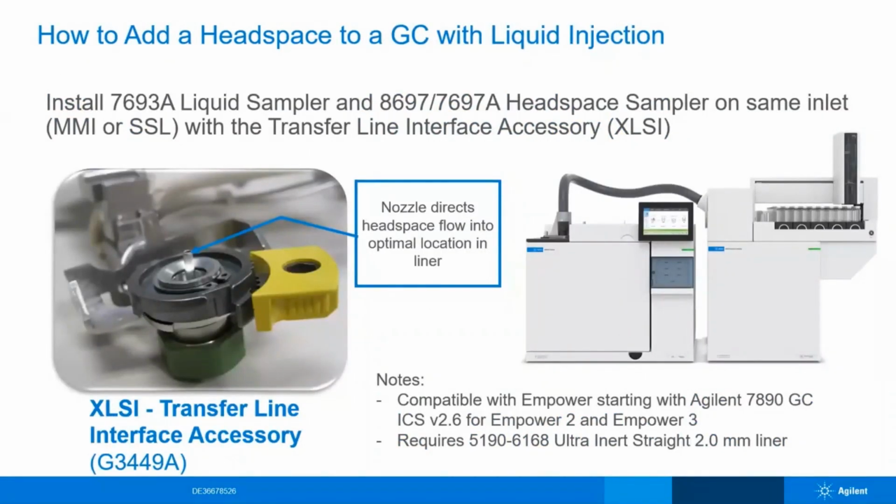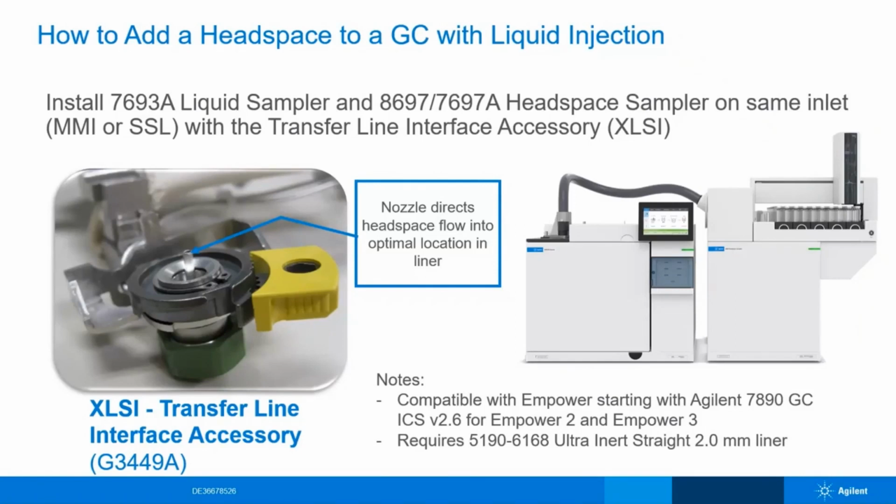Many folks will also ask, well, I already have a system with a liquid sampler on it. Why would I want to buy a whole different GC just to run headspace samples? And the answer is you don't. Agilent has developed the transfer line interface accessory, shortened to XLSI, which allows you to run both liquid samples as well as headspace samples on the same GC, on the same inlet.